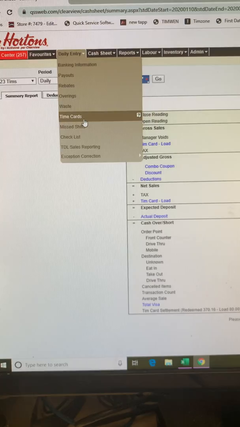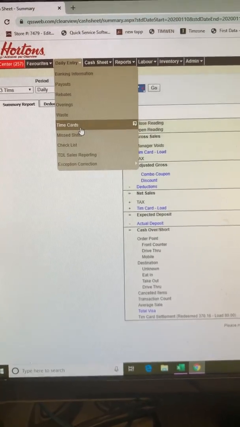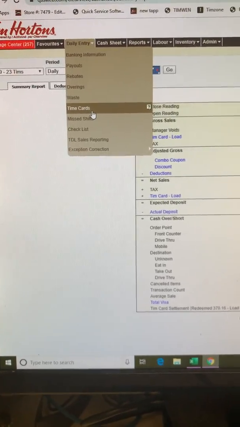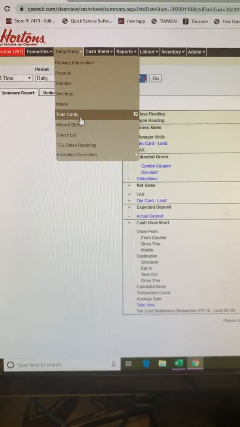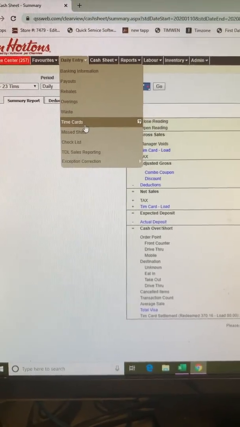Time cards, make sure you're checking that every single day. You want to make sure that everyone has 30-minute breaks, everyone's punched in, they're punched out at the times that they should be.